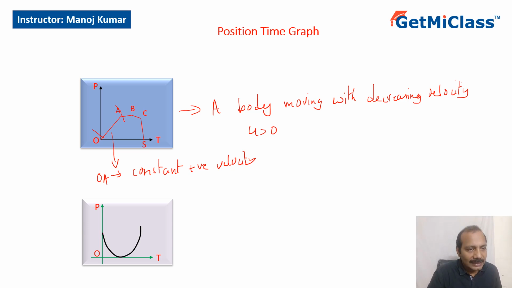Here you can see that if I draw a graph, the slope is downwards. Again, the slope is slightly increasing. So this is a situation where initial velocity is negative, and because the slope is gradually increasing, acceleration is positive. So this graph gives me a situation where the initial velocity of the object is negative and the acceleration of the object is positive. So this is about position time graph.